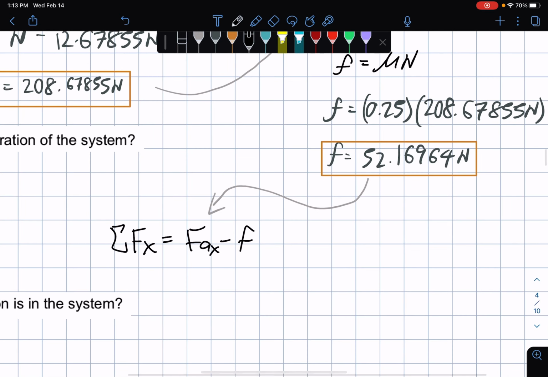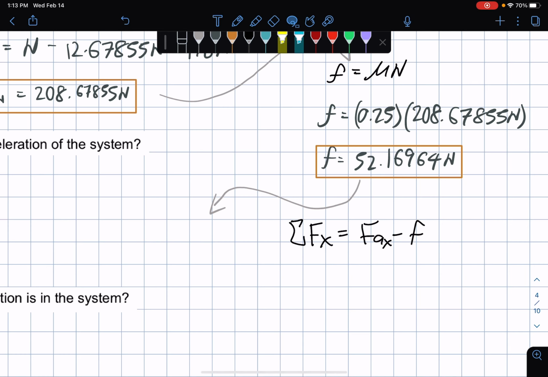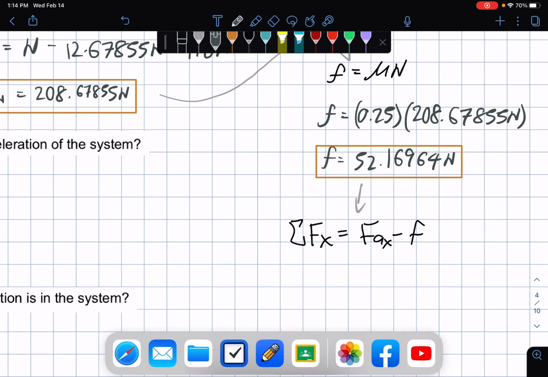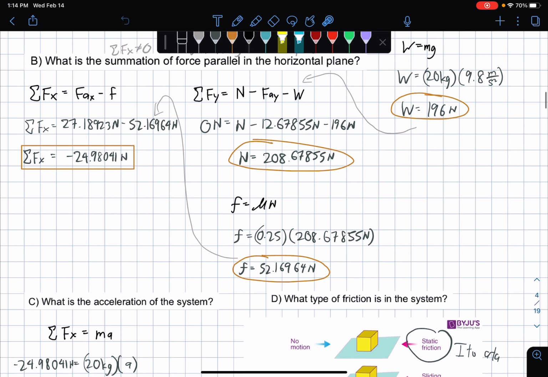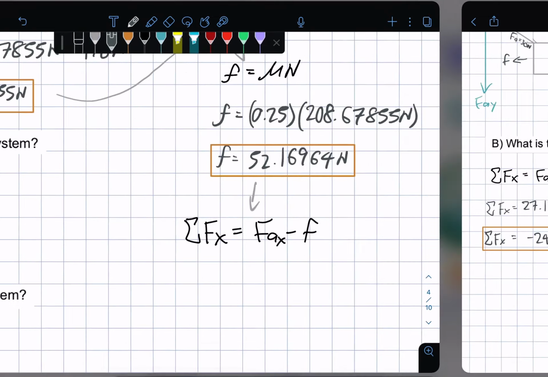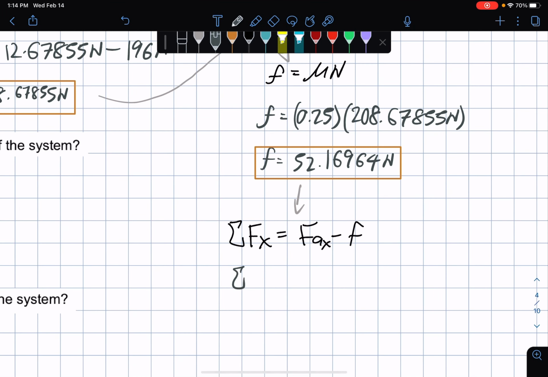And the formula for summation Fx is FAX minus f. Although in another denomination, it's supposed to be applied force minus friction. I suppose that applied force is supposed to be FAX. There has to be a reason. Justifying it right now isn't just a possibility for me to do.